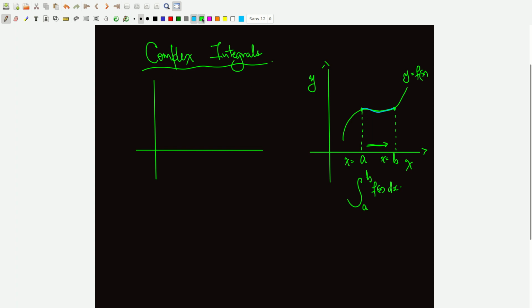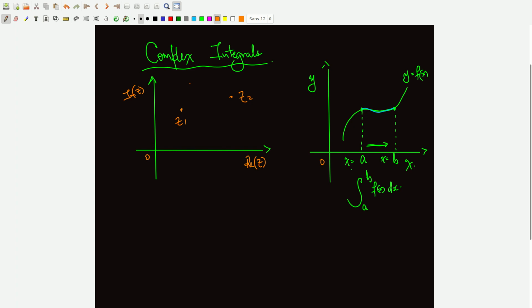Now the story is slightly similar for our complex integration. This is just a straight line. We are integrating along a straight line from x equals a to x equals b. However, remember that complex numbers are defined in a complex plane. Here we have the real part of z, and here we have the imaginary part of z.